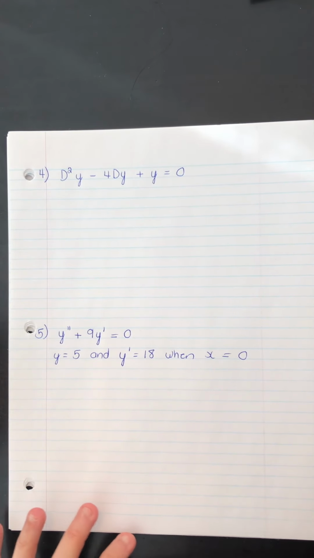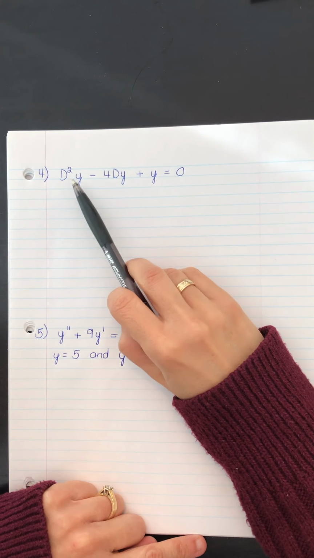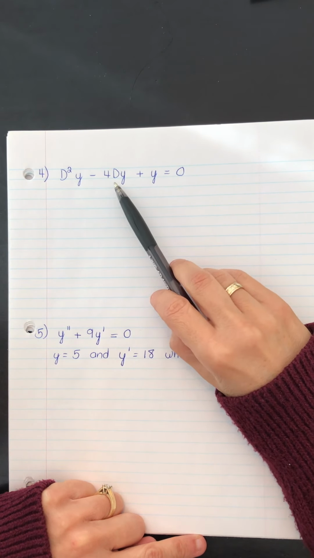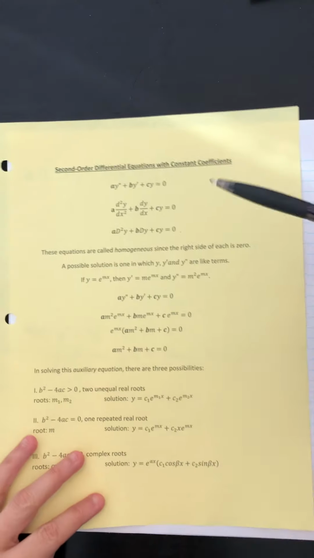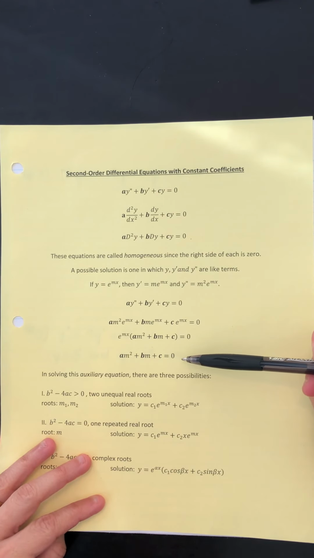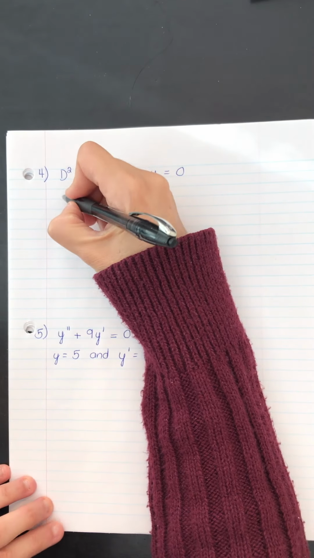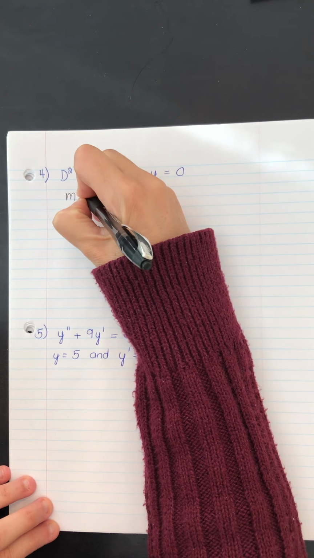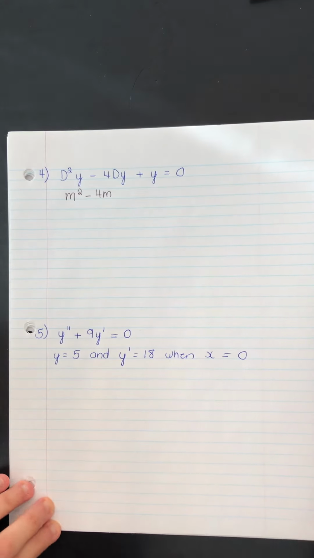So in problem 4, we have capital D squared y minus 4 capital dy plus y is 0. This can be compared with this form right here. And then we can move to writing out the auxiliary equation. And that would look here like this. M squared minus 4m. Oh, wait a minute.